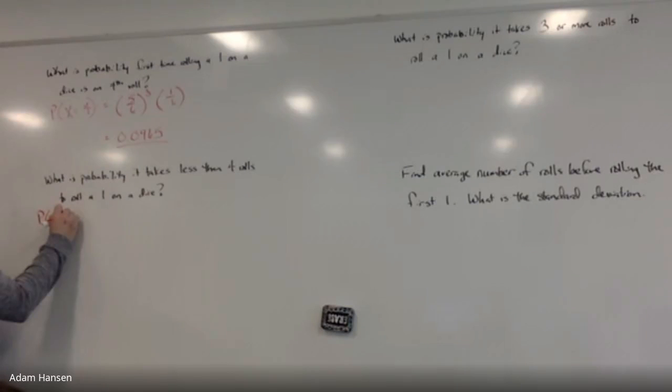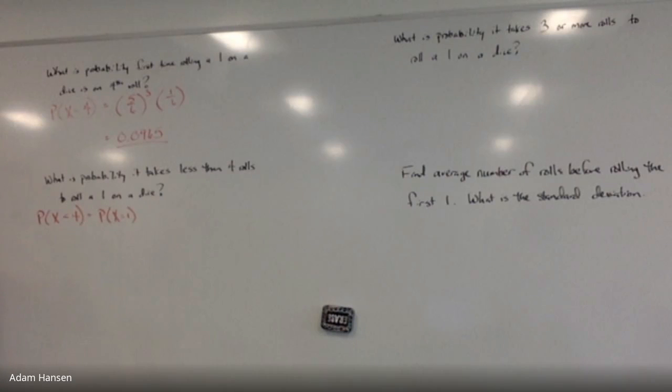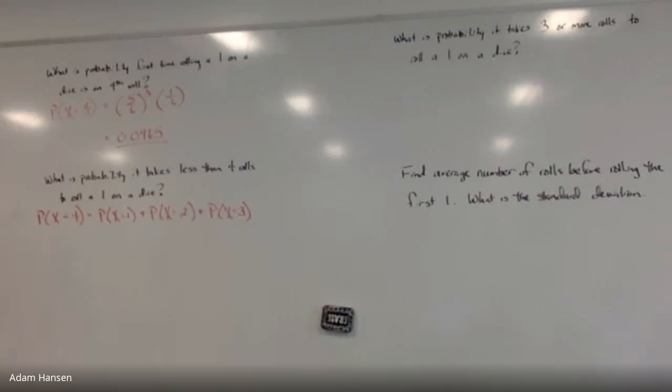The probability of x being less than 4, of rolling the first 1 in less than 4 attempts, is the sum of the probability of getting it on the first roll, p of x equals 1, plus getting it on the second roll, and getting the first 1 on the 3rd roll.